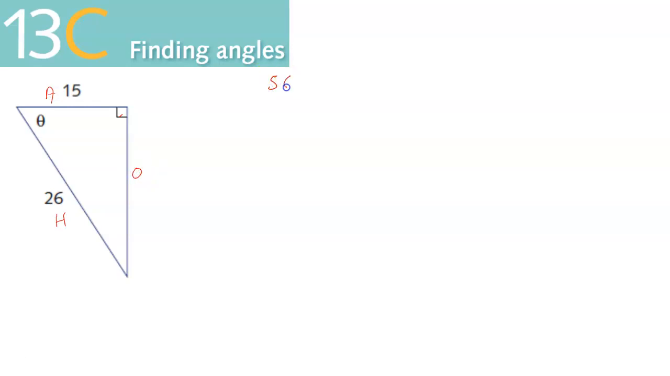I remind myself of SOHCAHTOA. The sides involved in this question are A and H, so that means I'm going to be using cos. So I write down my relationship, cos theta equals A over H. Then I substitute in the things I know from my diagram. Theta is called theta in this situation. A is 15, H is 26.